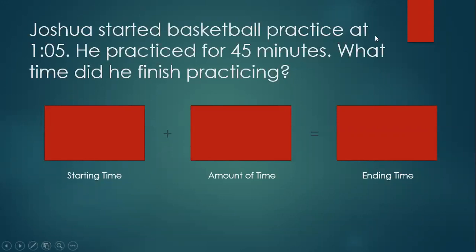Joshua started basketball practice at 1:05. He practiced for 45 minutes. What time did he finish practicing? So we're going to put his starting time in at 1:05. The amount of time that he practiced for was 45 minutes. So his ending time was 1:05 plus 45 minutes, which will give us 1:50. So we added the minutes together, 05 and 45, and it gave us 50. So the ending time is 1:50.